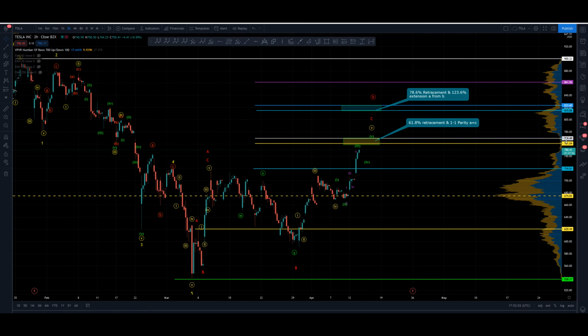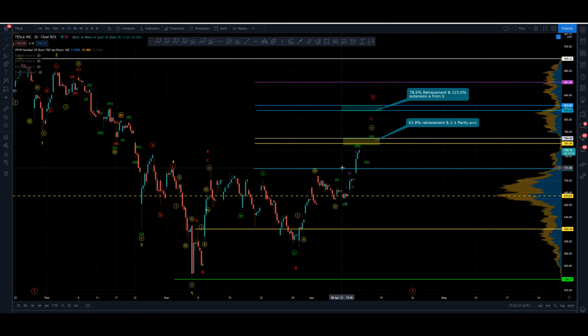That's at 769.49. The 61.8% retracement is 761.01. The next area of potential resistance for the price if it goes through this zone is at the 78.6% retracement of this initial move down, and also the 123.6% extension of the A projected from the B.